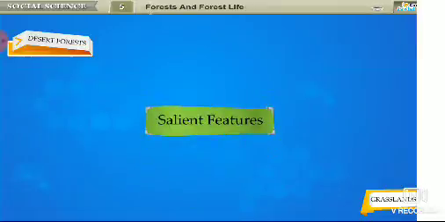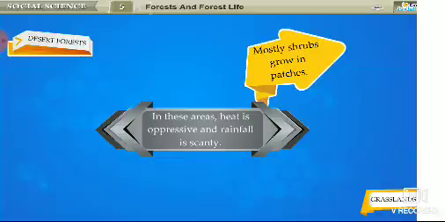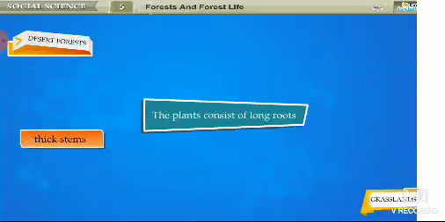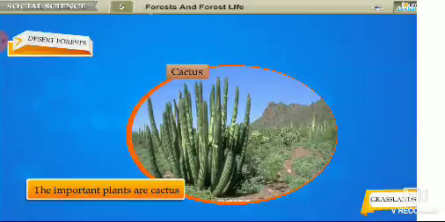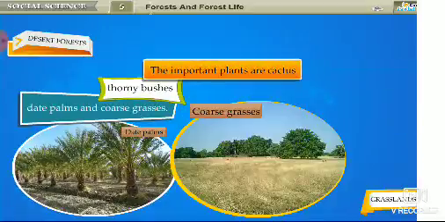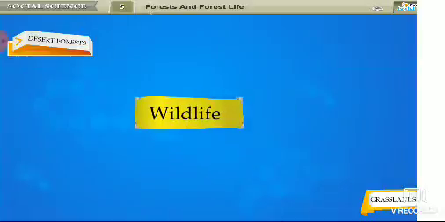Salient features. In these areas, heat is oppressive and rainfall is scanty. Mostly shrubs grow in patches. The plants consist of long roots, thick stem, thorns and wax-coated leaves. Loss of moisture is prevented by these features. The important plants are cactus, thorny bushes, date palms and coarse grasses. On the margins of the desert, some acacia trees are also found.